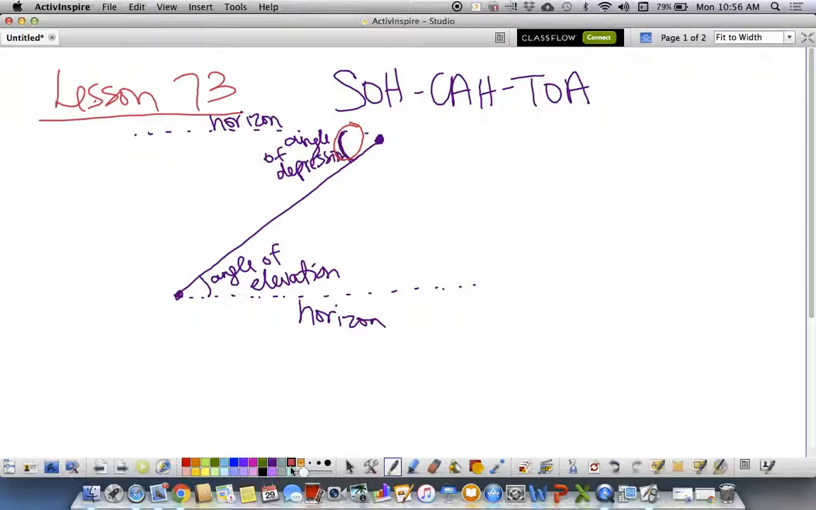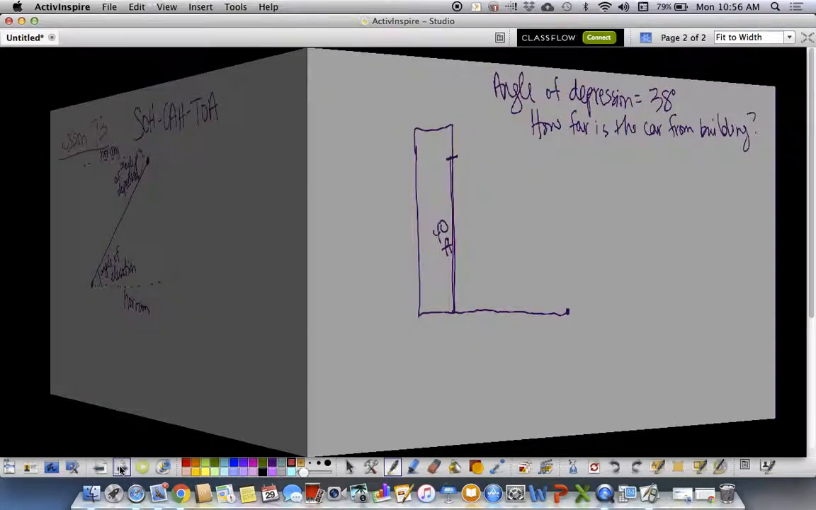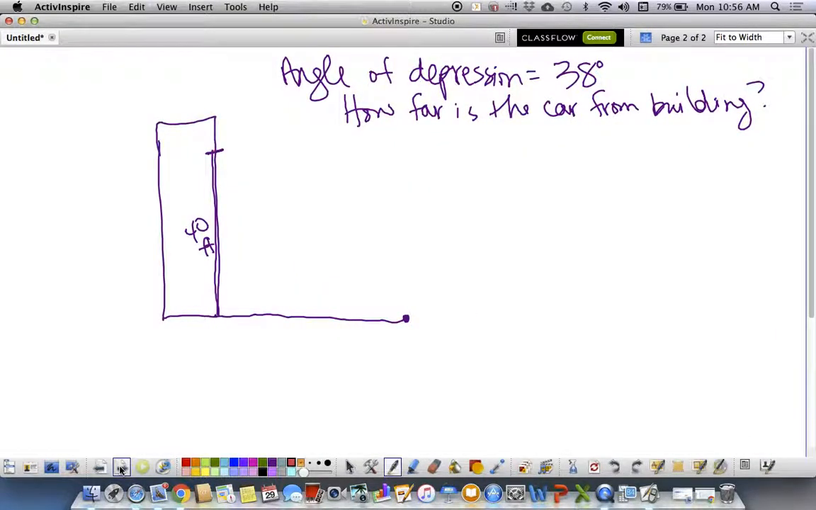Right there, right? So what lines do we need? If I want to go back here, do I need the horizontal line? Yes. Do we need a triangle? Yes. Where's the angle of depression? Up top, here? Or here? Right there?